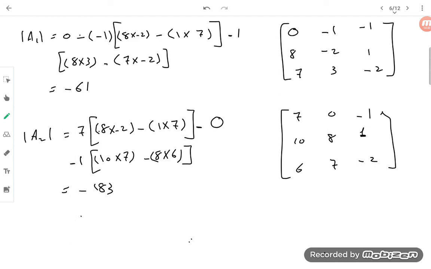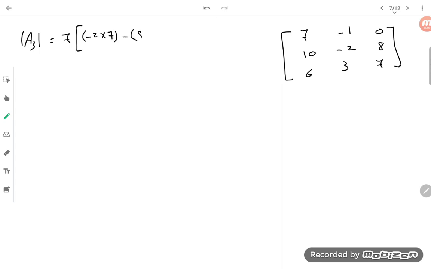With respect to the third determinant, it is calculated after the replacement of column number 3 with the values of D. So determinant A3 is calculated as 7 multiplied by (-2 multiplied by 7 minus 8 multiplied by 3), minus negative 1, so it is plus 1, multiplied by (10 multiplied by 7 minus 8 multiplied by 6), plus 0 multiplied by something. So it will be negative 244.